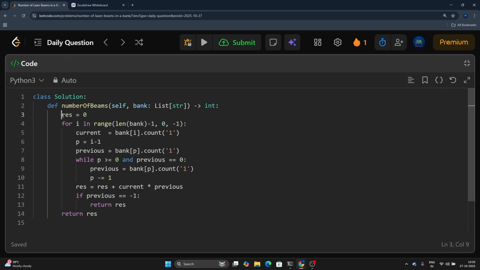So the solution for this will look very simple. We can have a variable called result, which is initially 0. Then we can run a simple loop in the reverse order. Our loop is going to start from the last index and it is going to go till the index number 1. We don't need to process the index number 0, because this particular loop is actually tracking our current index.